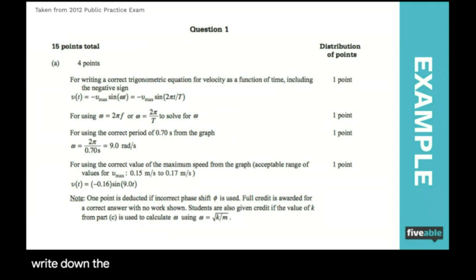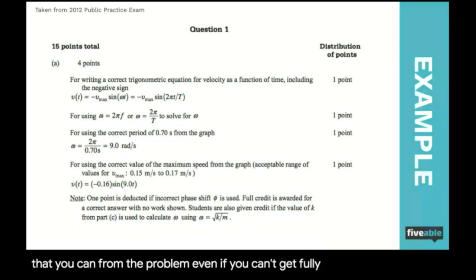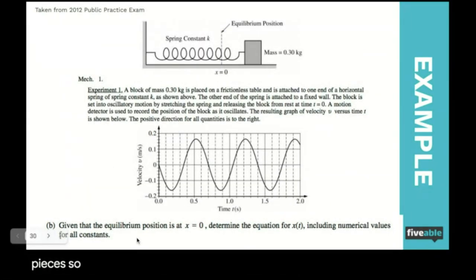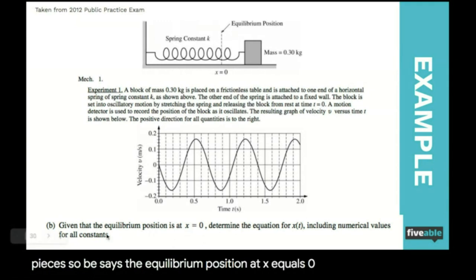So just write down the equations that you think you want to use, and pull everything that you can from the problem, even if you can't get fully to an answer, because you can get a good amount of points just by putting in some of the pieces. So B says the equilibrium position is at x equals 0.